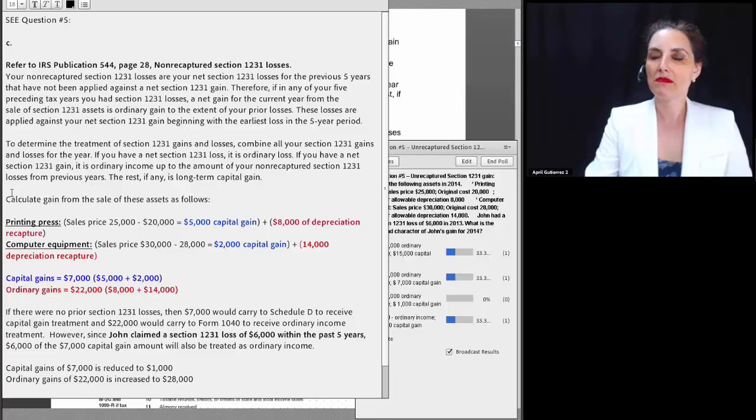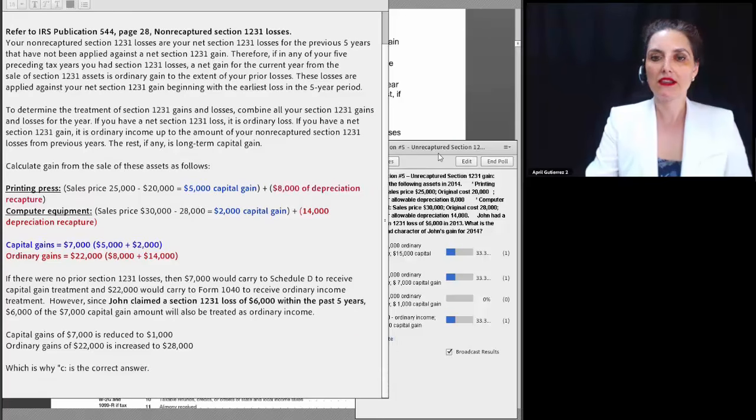To determine the treatment of the Section 1231 gain and loss, combine all of your Section 1231 gains and losses for the year. If you have a net Section 1231 loss, it is ordinary loss. If you have a net Section 1231 gain, it is ordinary income up to the amount of your non-recaptured Section 1231 losses from previous years, and the rest, if any, is long-term capital gain.